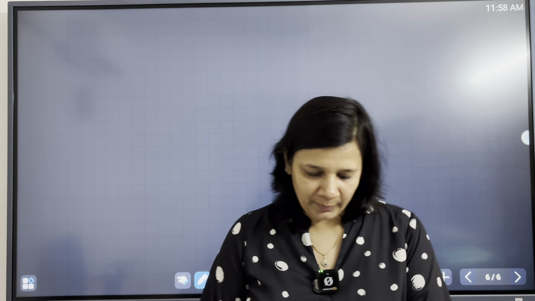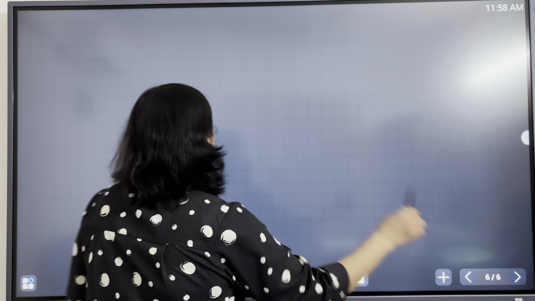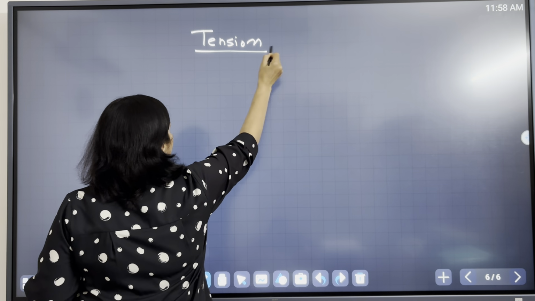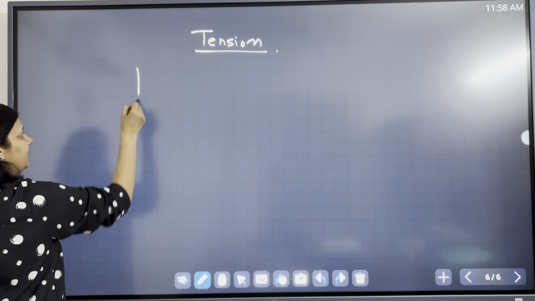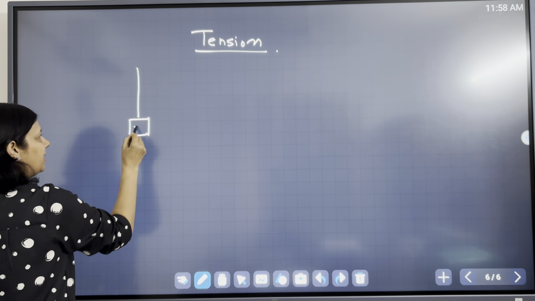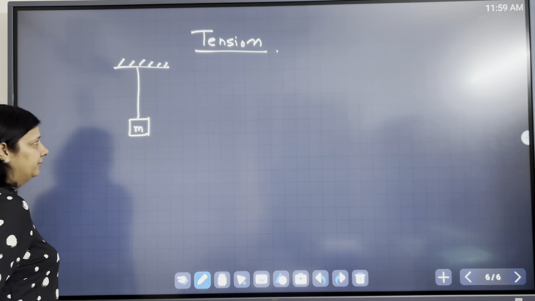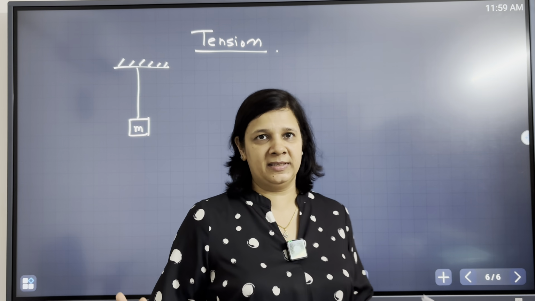Hello everyone. So let us now talk about another kind of force, which is called tension force. Where will you find tension force? Whenever objects are connected with ropes. For example, if there is a rope and an object of mass m is connected with this rope, and this is attached to the ceiling, the object is at rest.